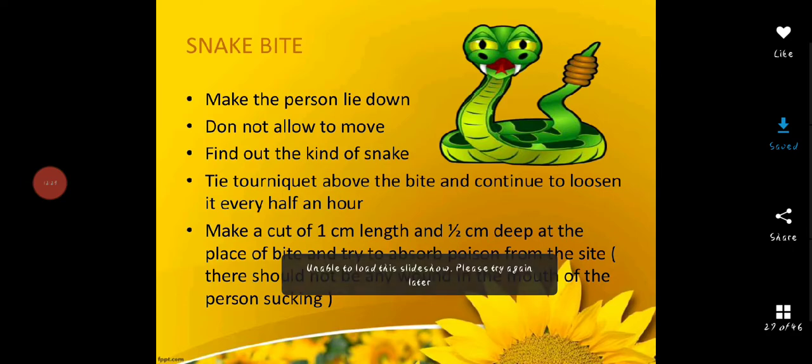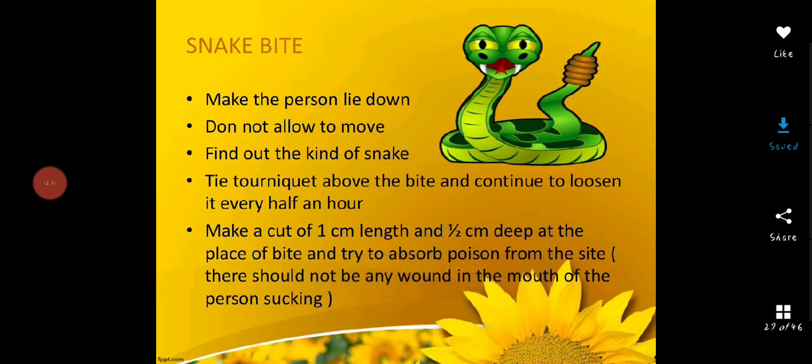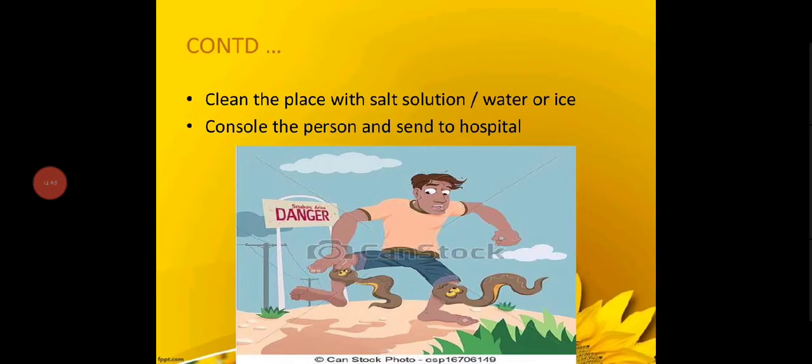There should not be any wound in the mouth of the person sucking. If the person has a wound in the mouth, then the poison will enter into his body also. So whoever is sucking the blood or absorbing the poison should not have any wound in the mouth. Clean the place with salt solution, water or ice. Console the person and send him to the hospital.